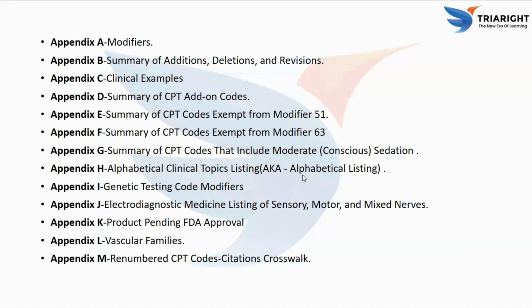Appendix H. Alphabetical clinical topics listing. So it is also called the alphabetical listing. So it helps you to find related codes by clinical topic. So this is useful when you know the condition but not the code.